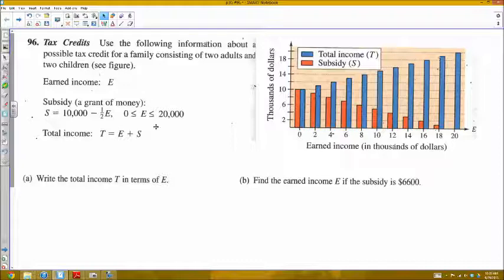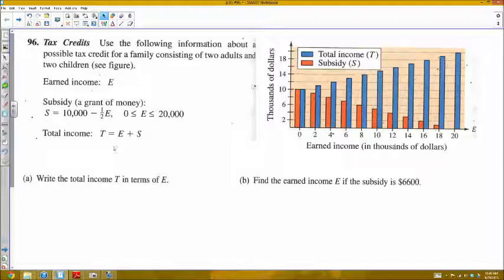So the largest value that the earned income can be in order to earn a subsidy is $20,000, and the minimum amount would be 0, because again, you can't earn negative dollars. So that's why this earned value is between 0 and 20,000. You'll often see restrictions like this on real world examples. And then the last one says that total income, represented by T, is basically how much you earn, E, plus how much you get from the subsidy.